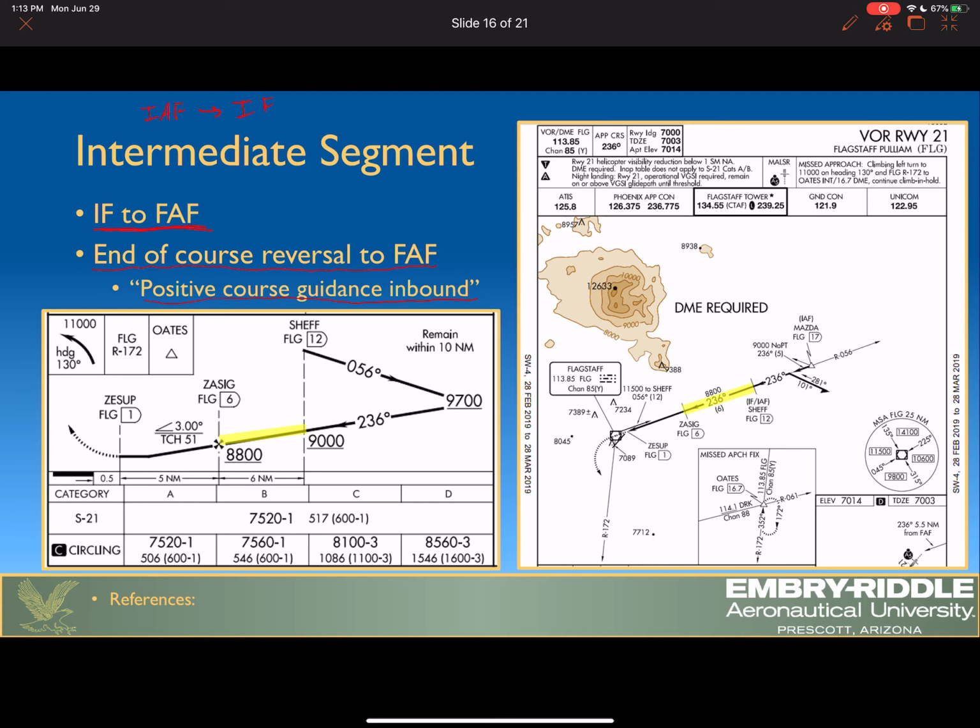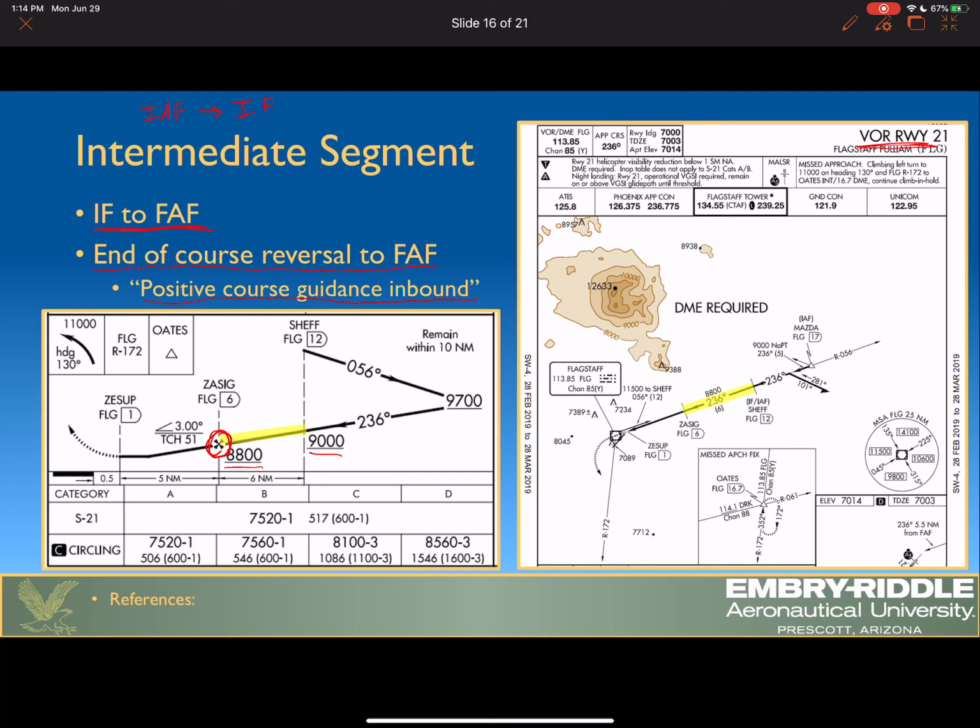So as you can see here in this approach, we're descending from 9,000 to 8,800. This Maltese cross here, because this is a VOR approach, this little cross, is what tells us this is when we are established. This is the final approach fix. So once we pass this point, we are on final approach into this runway. In this case, it's runway 21.